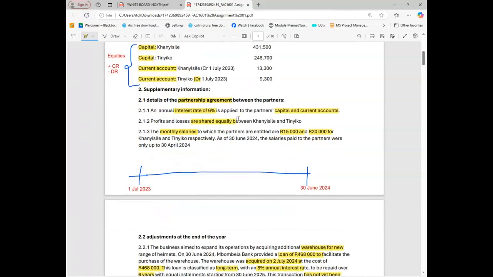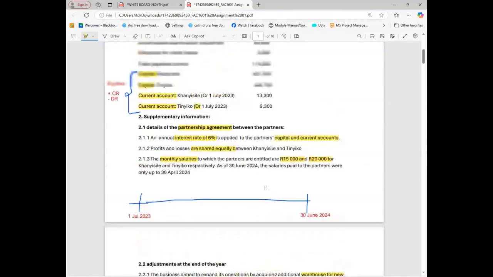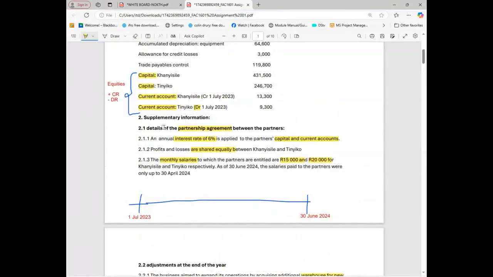Okay, no problem. Now, secondly, we check the information that affects the partnership. So we check the partnership agreement. Okay. So the first one is the interest. They said we should have interest on capital, and we must also have interest on current account. So meaning the partners must be given this.